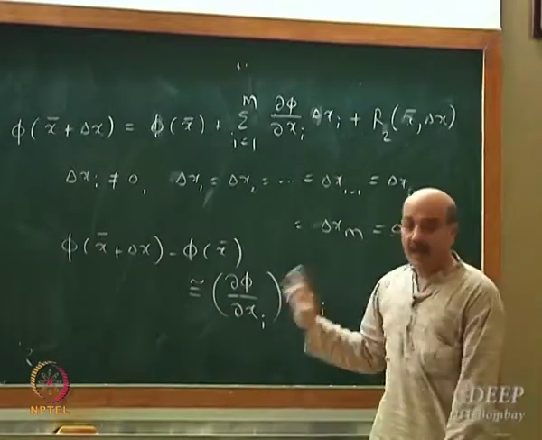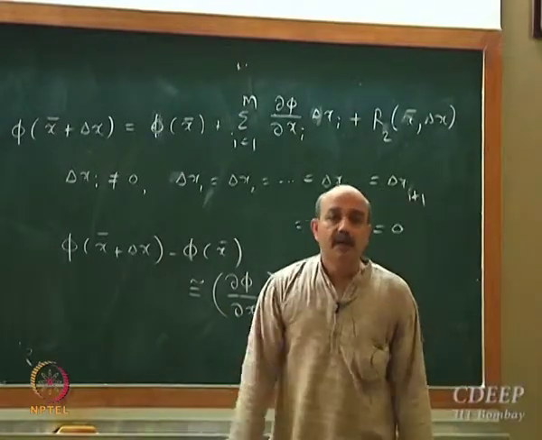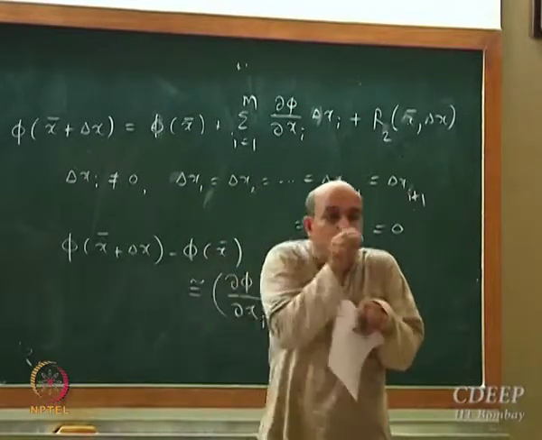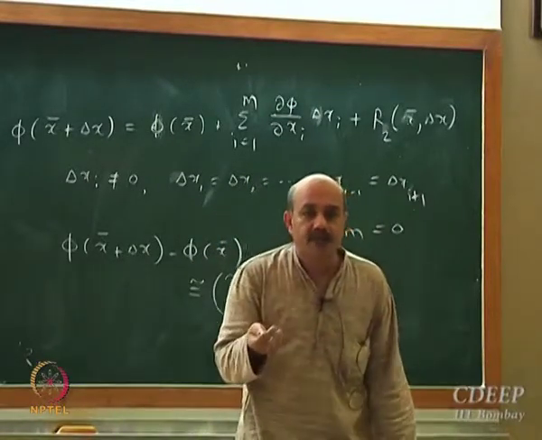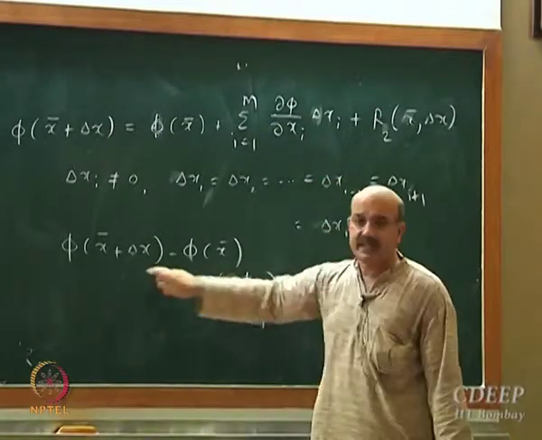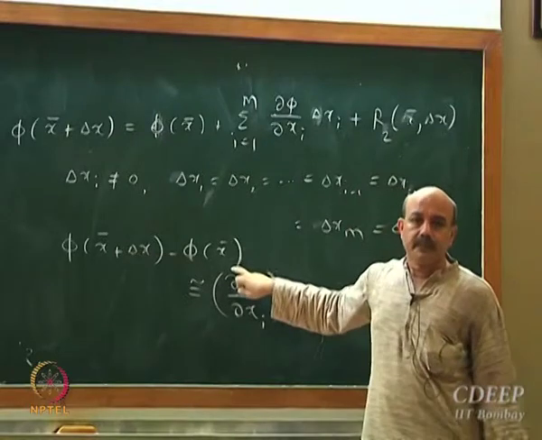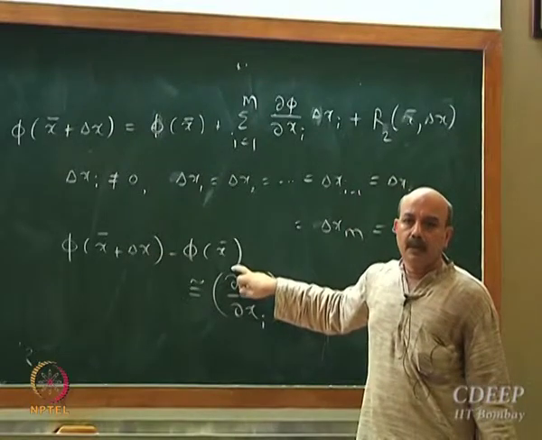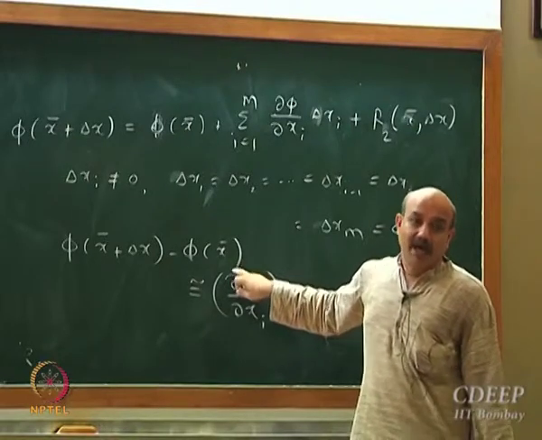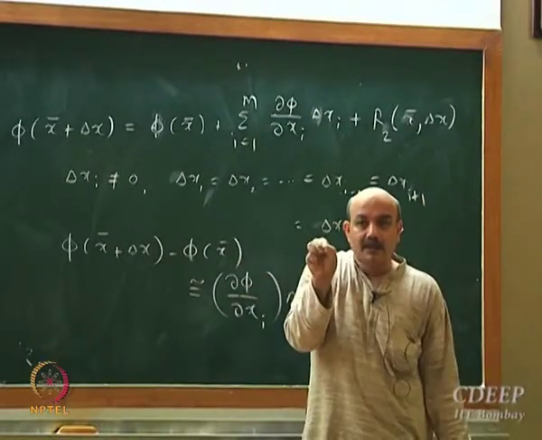Now, tell me, if x bar is a minimum and if I move away from it, what should happen to the objective function? It should increase. So this difference should always be greater than 0. Any movement I make, it should always be greater than 0.